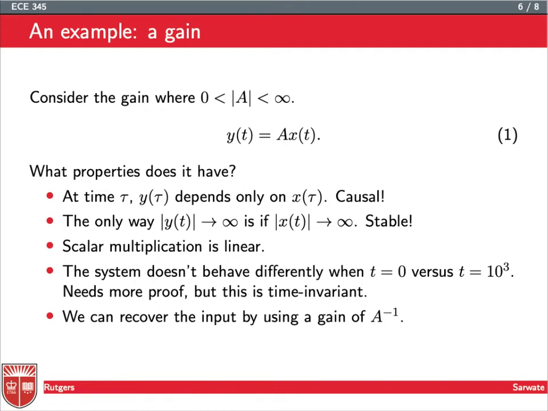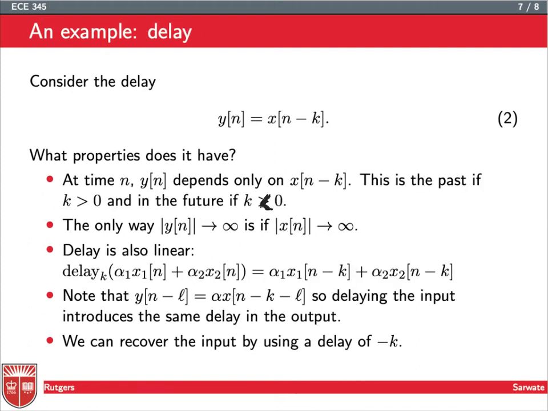Scalar multiplication is always a linear operation. It's pretty straightforward to show. And is it time invariant? Well, this actually requires some more mathematical proof, which we'll get into a little bit later. But looking at it, it doesn't seem to matter whether t is equal to 0 or t equals 10 to the third or anything like that. It doesn't depend on the absolute value of the time t. So this system is actually time invariant. And finally, we can just divide by A to get the input back. So this system is invertible as long as A is not equal to 0.